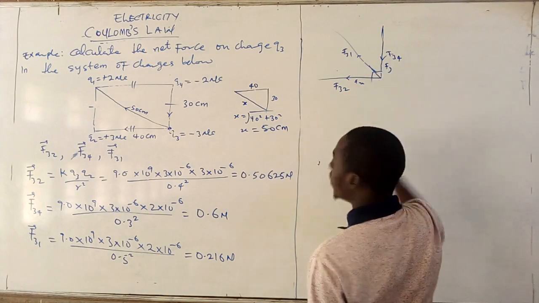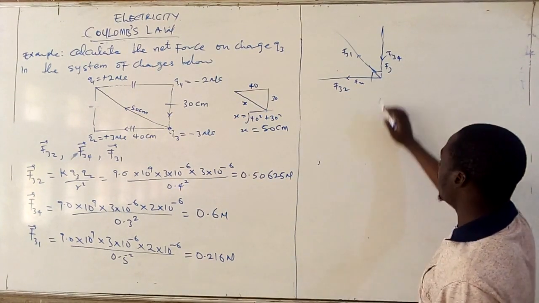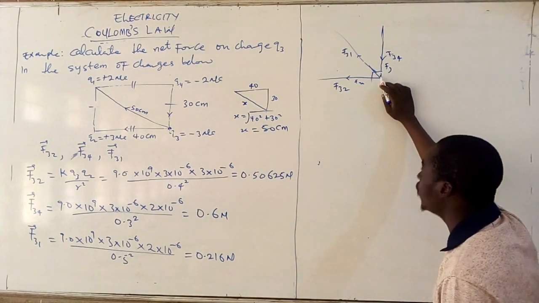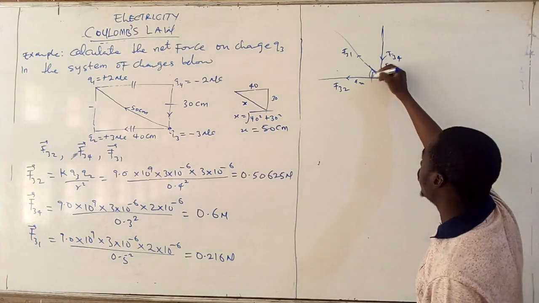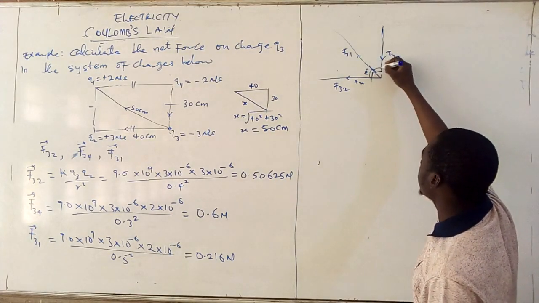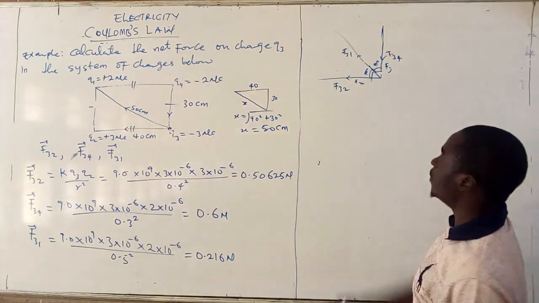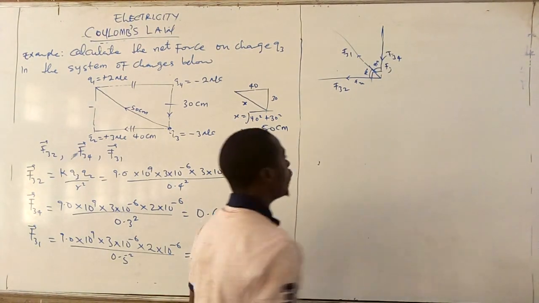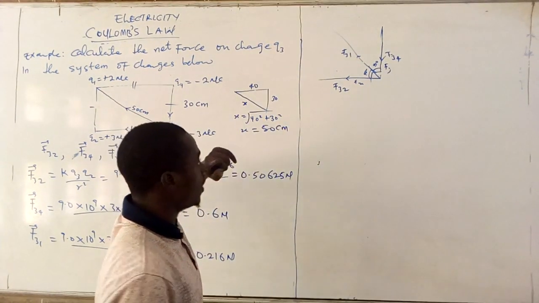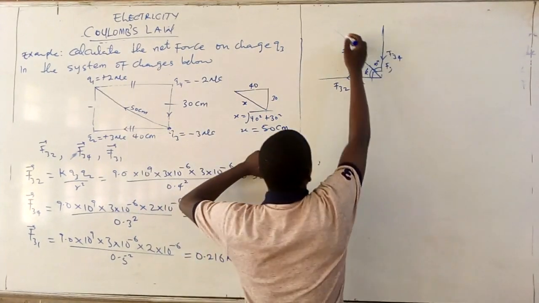Clearly we know that this is 90 degrees. If this is 90 degrees, then we divide it into two equal parts. Clearly this angle will be 45 degrees and this angle will also be 45 degrees. So if I resolve the two forces into both vertical and horizontal, what are we going to have?